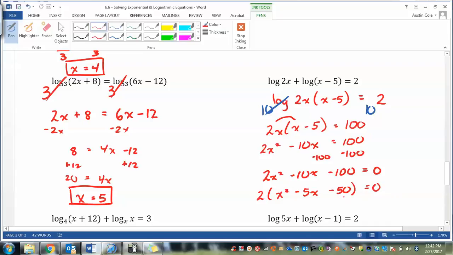What are factors of negative 50 that add up to negative 10, or excuse me, negative 5? Oh, negative 10, positive 5. So if I factor this, I still have my 2 hanging around, but this is going to be x minus 10 and x plus 5. So I need to set each of these equal to 0. So x is going to equal positive 10 and x is going to equal negative 5.